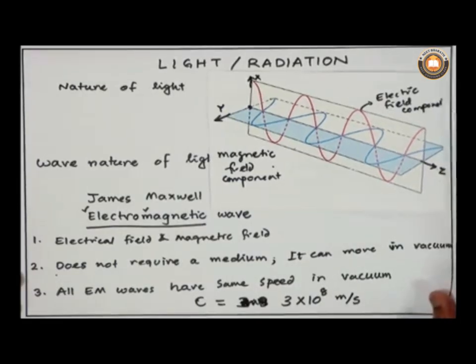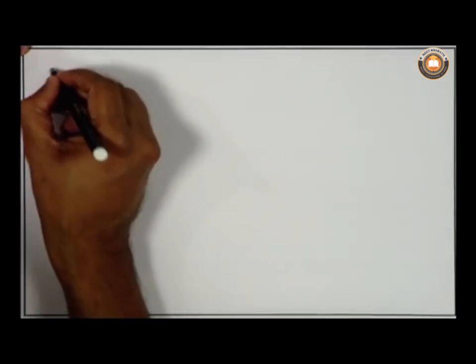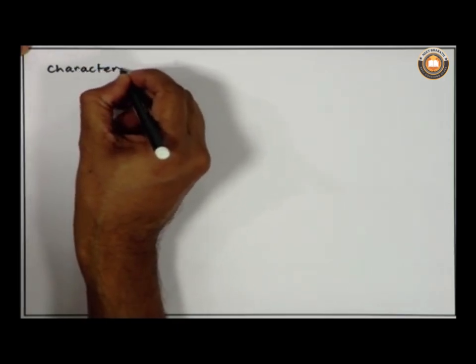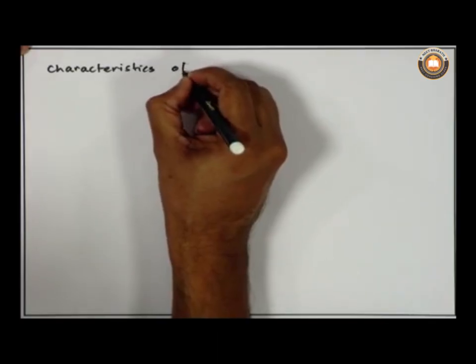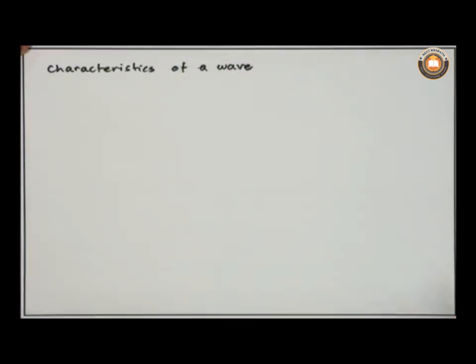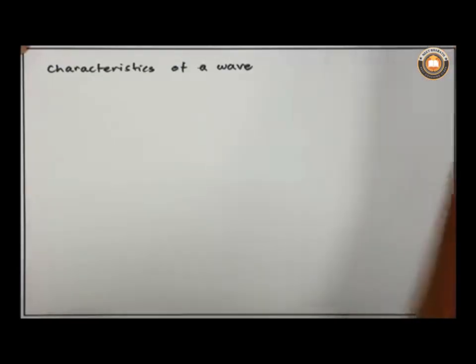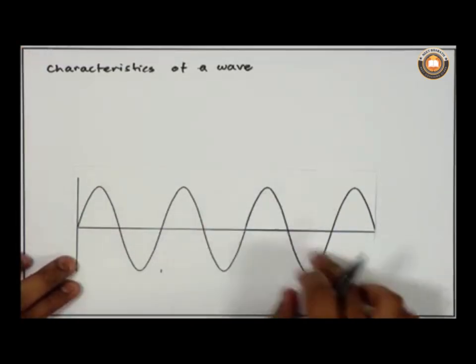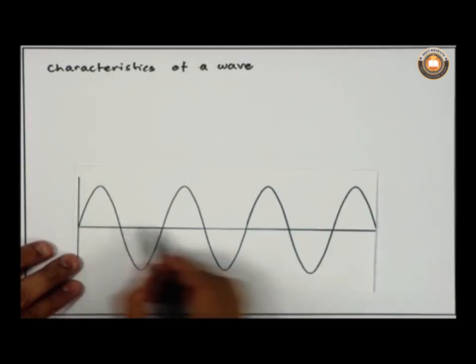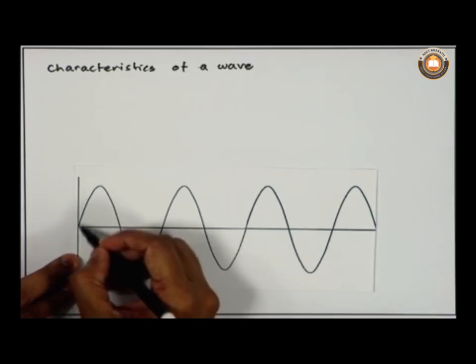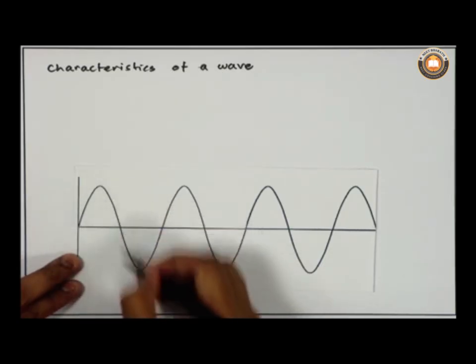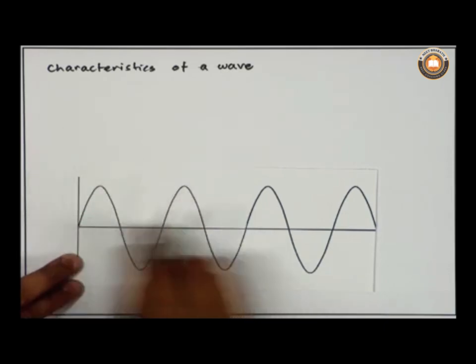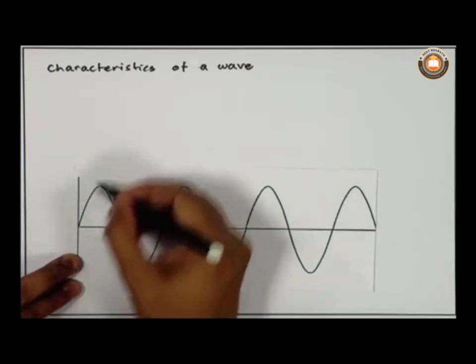Next, we will discuss some properties or characteristics of a wave, because we are discussing light as a wave. So, we will spend some time on the characteristics of a wave. I will show you one example of a wave. Here you see this is the normal position. You have created some disturbance, that is why the system is now getting displaced. Whenever it goes away from this normal position, which is this horizontal line, that is called a displacement.